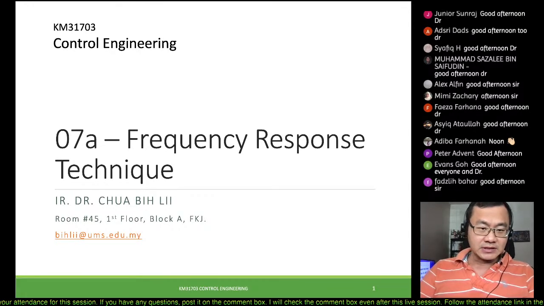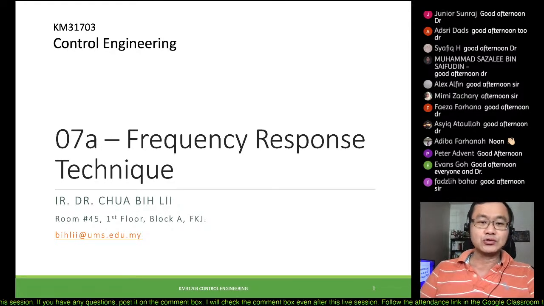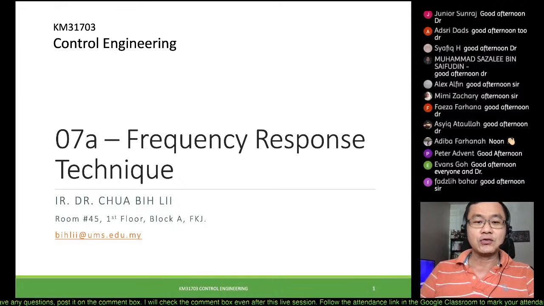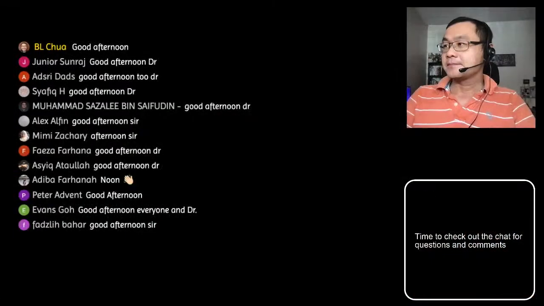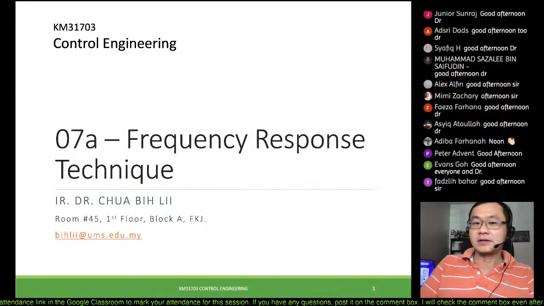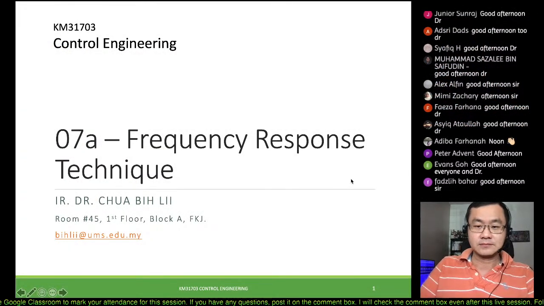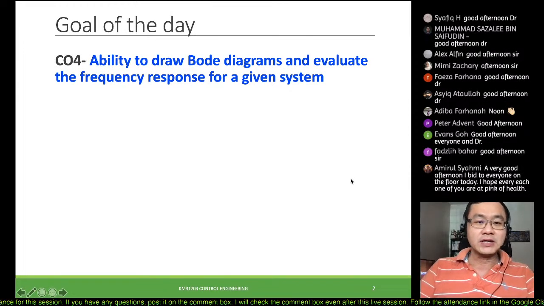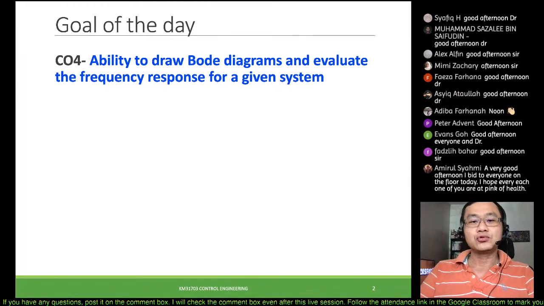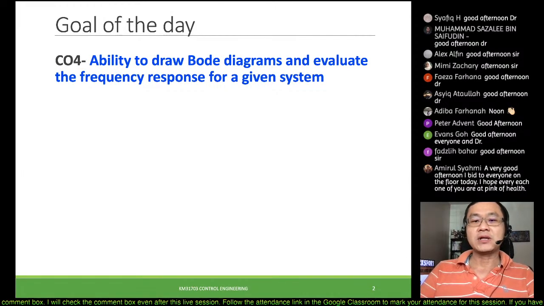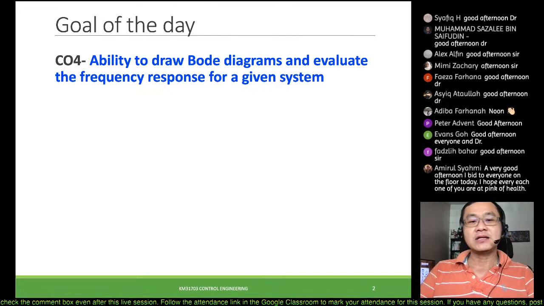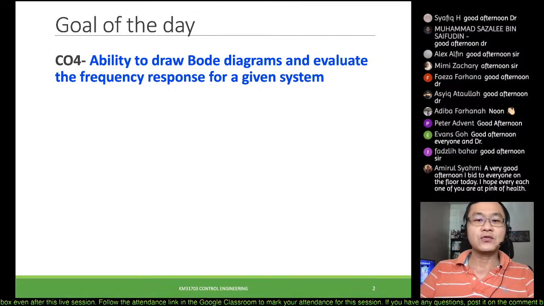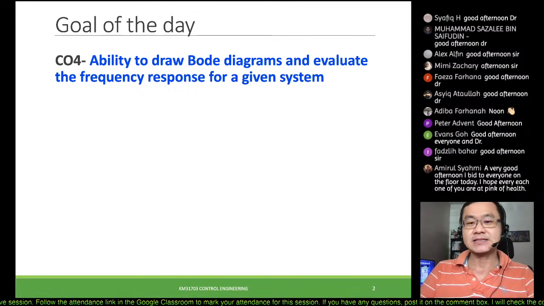On today's lesson, we will go through the chapter called frequency response technique. The goal of today is to be able to draw the Bode diagram, which you will learn later on. What is the Bode diagram? And then evaluate the frequency response for a given system.